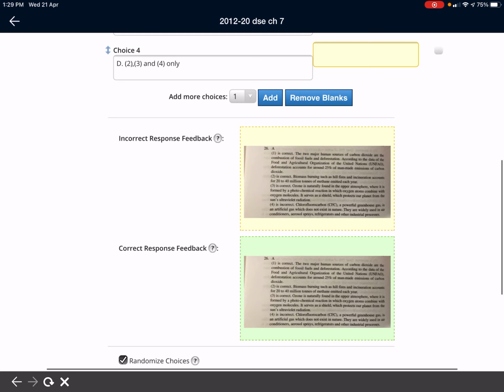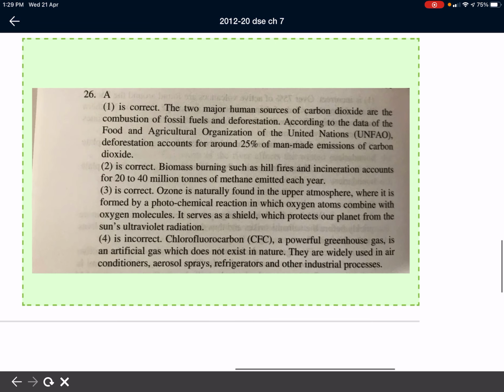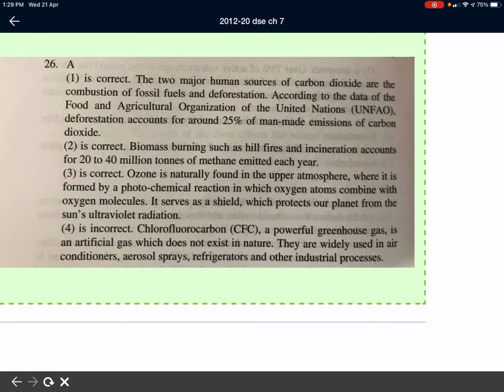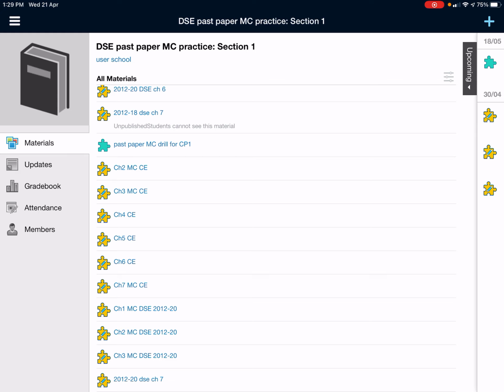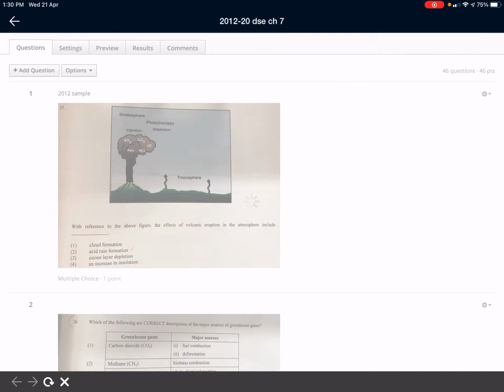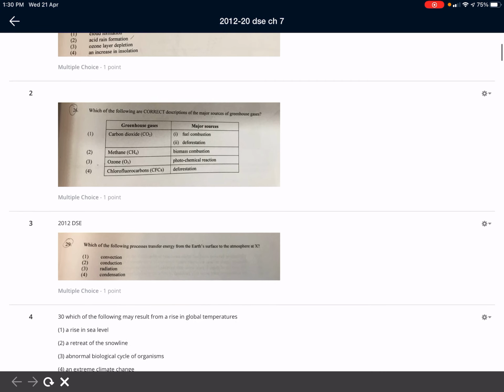Number 4 is talking about chlorofluorocarbon. Chlorofluorocarbon is an artificial gas, so accordingly, no matter what kind of thing you are going to burn, it's not going to give out CFC. Okay, it's artificially made. So accordingly, number 4 is not correct. And then the answer should be 1, 2, 3 only.